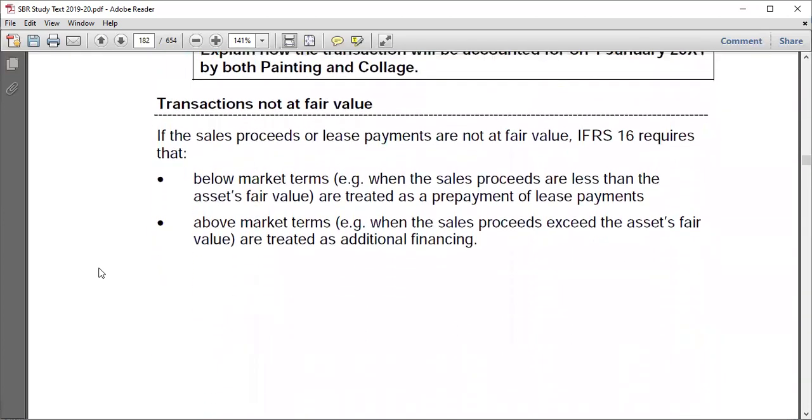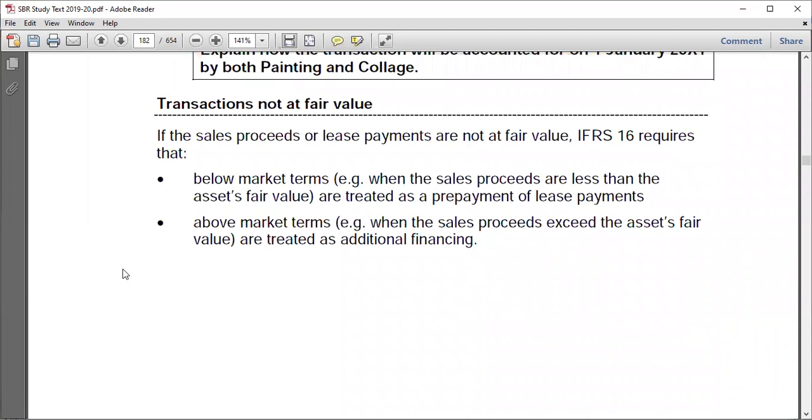Transactions not at fair value. You know, the transaction may not be at fair value. Now it really depends. That may affect the right of use asset or the lease liability. Let's say that the lease liability, instead of paying $500,000, maybe you are paying $400,000. Or maybe the asset is worth 30 million, but you are paying 32 million, or maybe 28 million. So it really depends on what you pay, or maybe what you sell at.